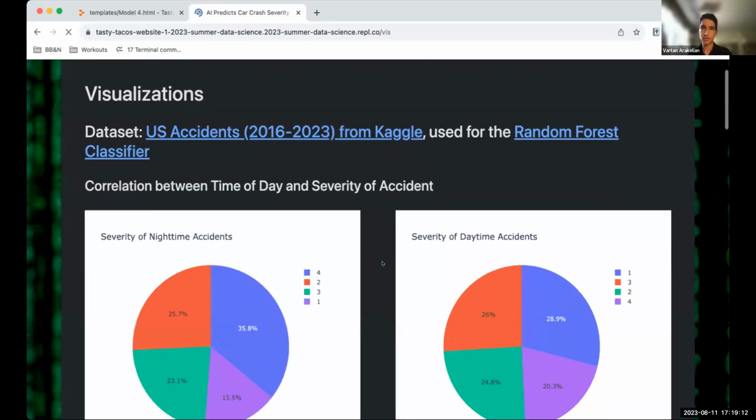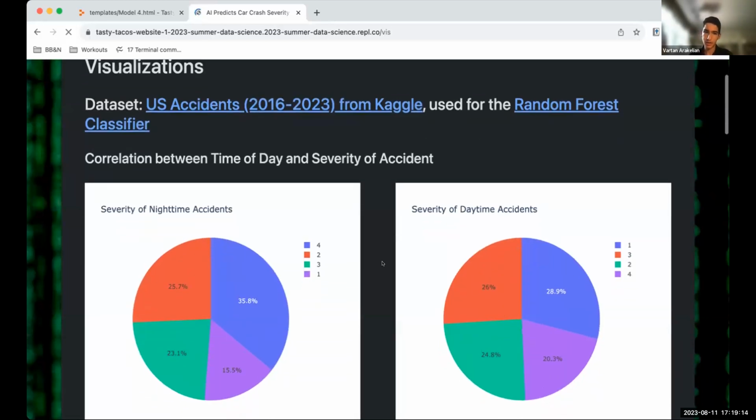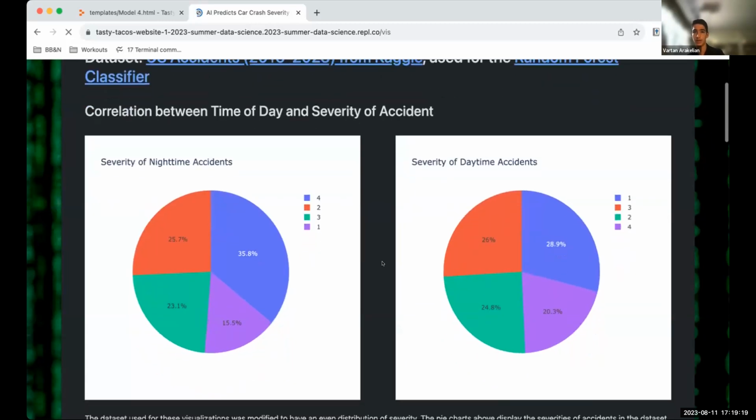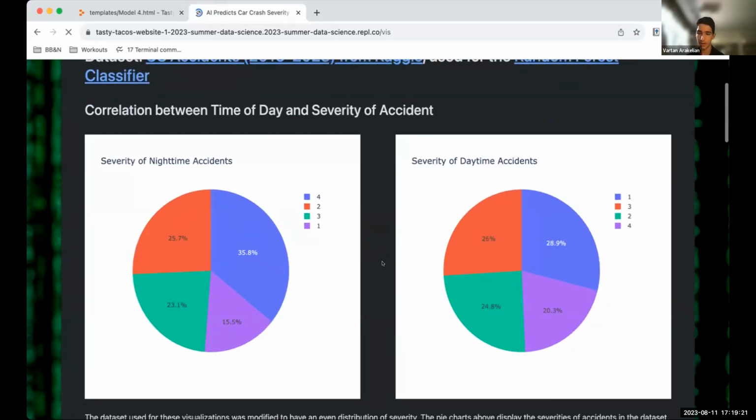Okay, so for my visualizations, I used the dataset US accidents 2016 to 2023 from Kaggle. And my first visualization had to do with how the time of day affects the severity of an accident. And I found that 35.8% of accidents that happen during the night are of a severity rating of 4, while only 20.3% of accidents that happen during the day have a severity rating of 4, which is a 15.5% difference.